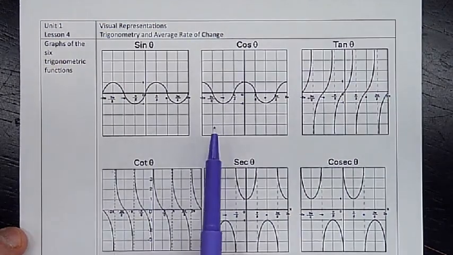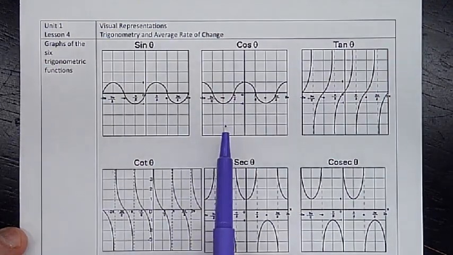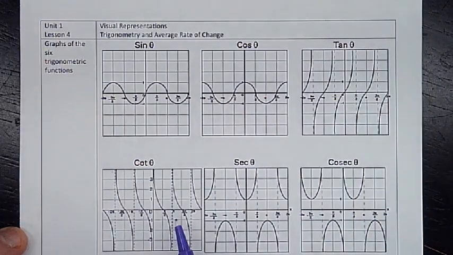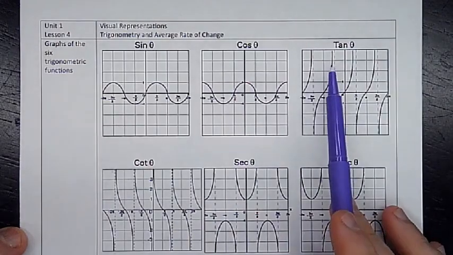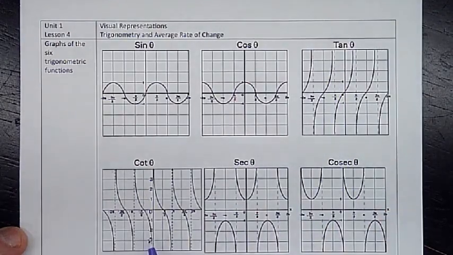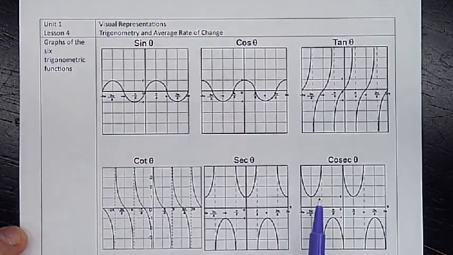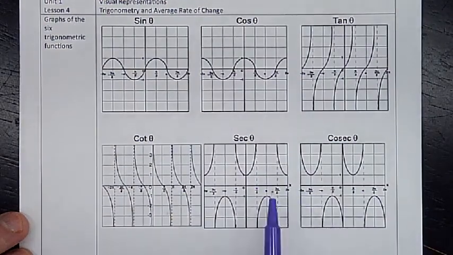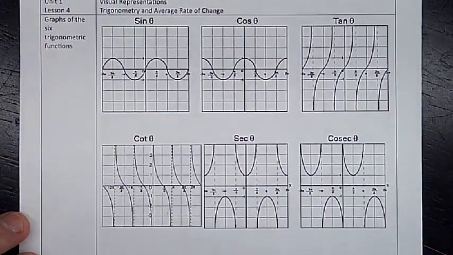So you'll notice here that sine and cosine look very similar, one just being a horizontal shift of the other. Tangent and cotangent look very similar, except obviously tangent seems to have an upward movement while cotangent has a downward. And secant and cosecant, again, look very similar. They are just a horizontal shift of each other. So the big thing that we really want to look at is the period.